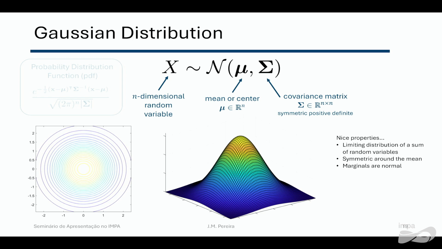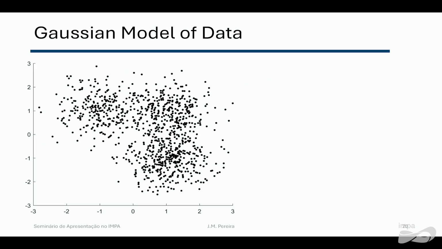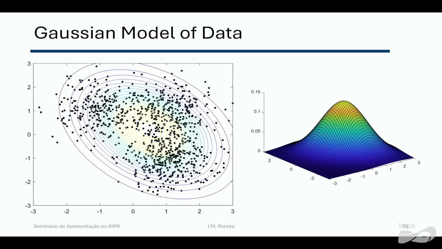And it has a lot of properties that people know about. If you sum a bunch of independent random variables, it's going to converge to a Gaussian. It's symmetric around the mean, and the marginals are normal. Conditional distributions, conditional on other variables, are normal, et cetera. So they have really nice properties. But if we go back to the example I had before and try to fit a Gaussian, it's not going to work. You definitely have 3 clusters there, and the Gaussian is not capturing that.